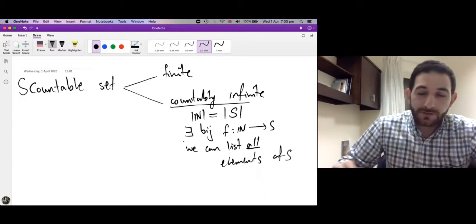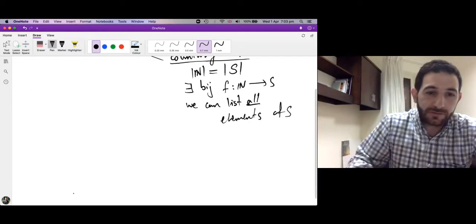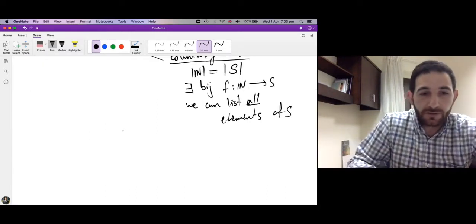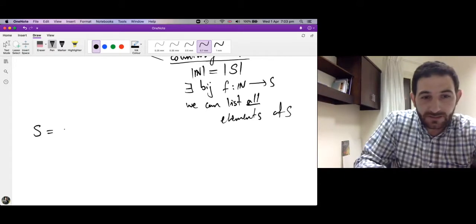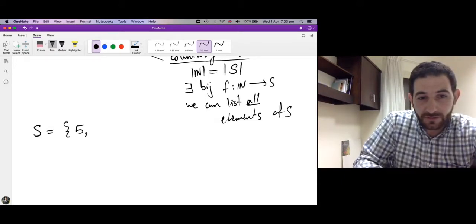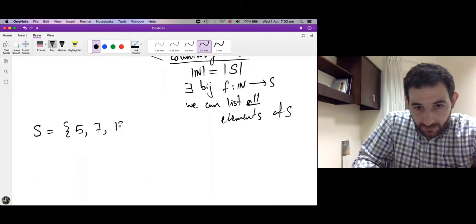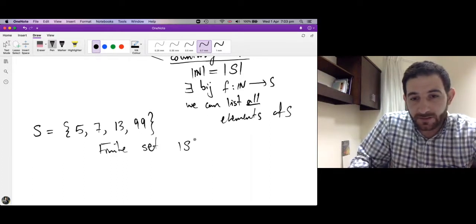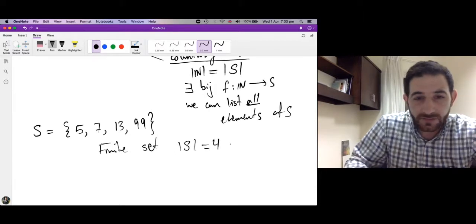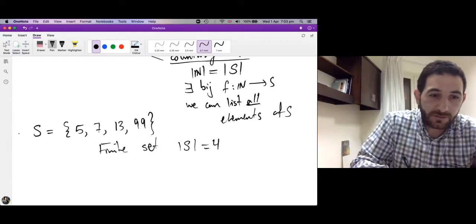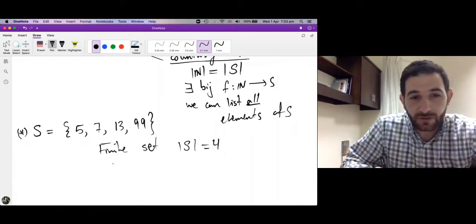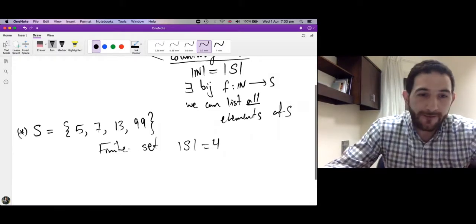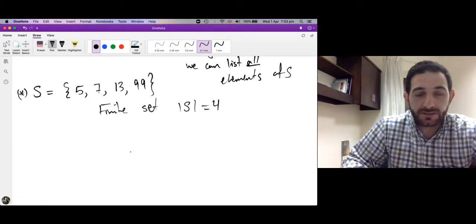Okay, so let's have an example of a countable set. For example, if S is the set containing 5, 7, 13 and 99, then this is countable because it is a finite set and the cardinality of S is 4. It has 4 elements. Okay, so this is one example of a countable set. It's a finite set.